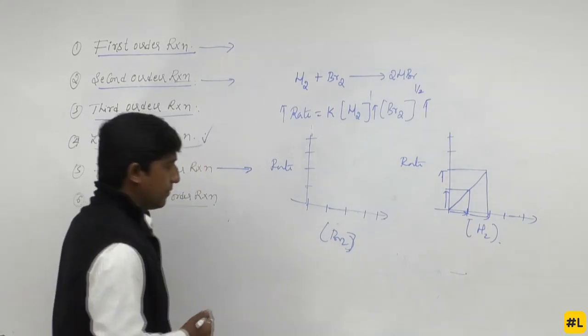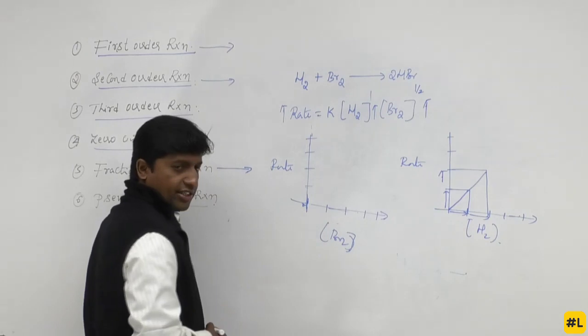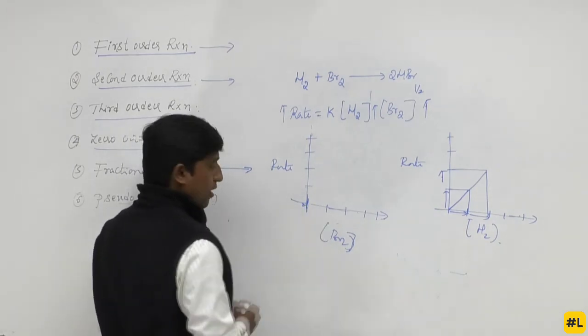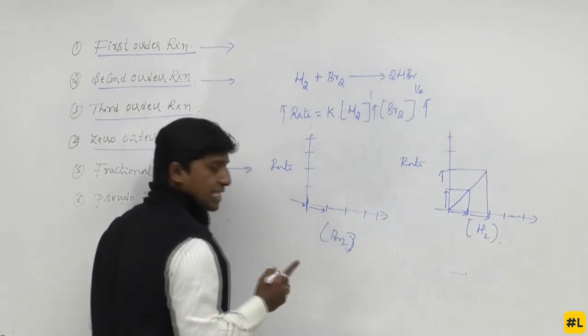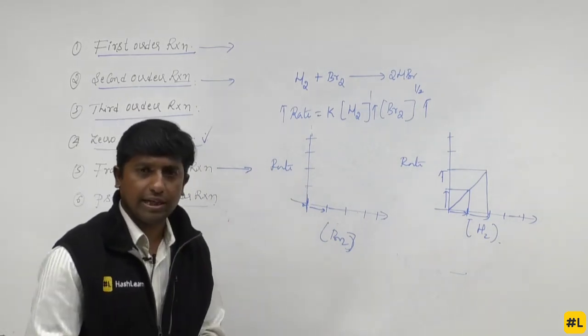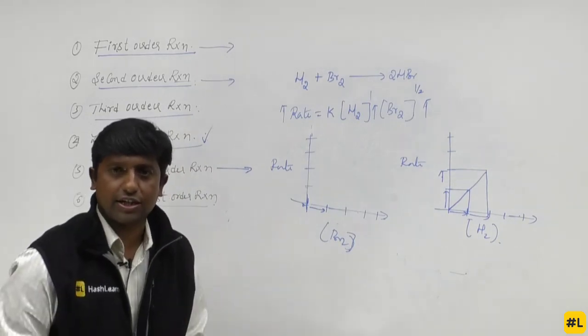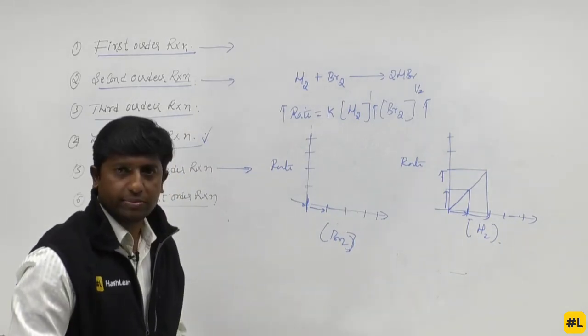Whereas, if I take bromine, from here to here 1 unit. Let us take this as 0 as a reference. From here to here 1 unit. When the concentration of bromine is increased by 1 unit, what do I mean by 1 unit? I have taken 1 mole of bromine. I am going to add again 1 mole of bromine here. That is how we are going to increase the concentration in a reaction mixture.